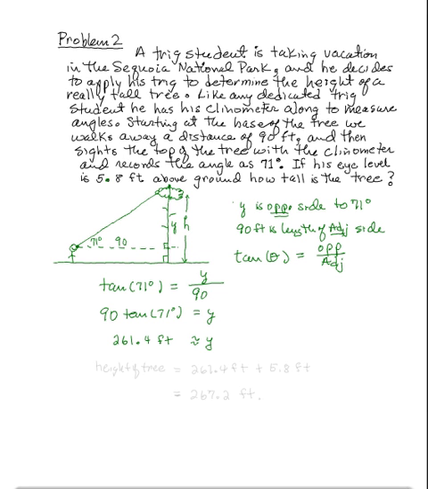Now, that's almost the height of the tree, but being a precise trig student, we take into account his eye level is 5.8 feet above the ground. So the height of the tree then is 261.4 feet plus the 5.8 feet for his eye level, and that comes out to be 267.2 feet. And as the trig student has observed already, it's a really tall tree. And that's the end of problem 2.